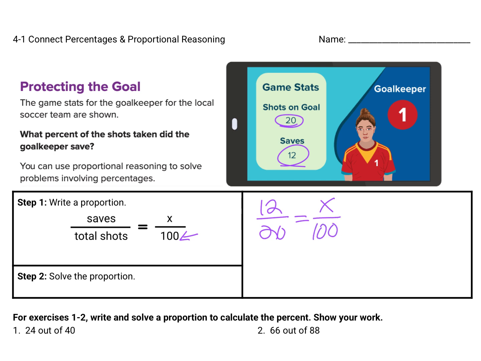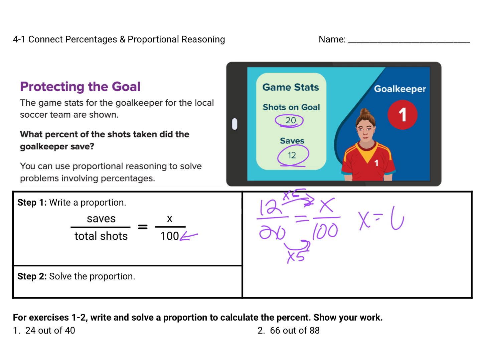Now, there are different ways that we can find this answer here. We can either do our cross products method, or this one works out really nice to do that old method we've learned where I figure out what am I multiplying 20 by to get to 100. So if we think about that for a moment, if we take 20 times 5, that is going to equal 100. So let's do the same thing on top here. We want to multiply 12 times 5 to get our variable. So 12 times 5 gives us 60.